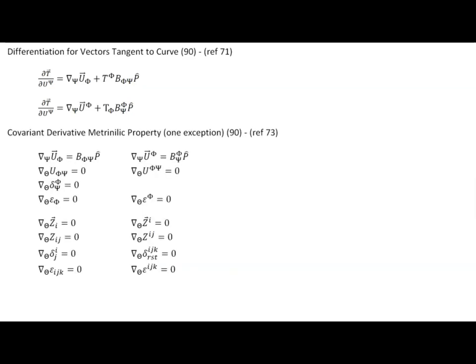Next we'll look at the metronomic property, and here the results turn out to be exactly the same as they were for a surface. We find that all of our metric objects are metronomic except for our basis vectors. So the covariant derivative of either the covariant or the contravariant basis vectors are not equal to 0, but they're equal to these factors. Now notice again for a curve that we're using p hat and not n hat. It's the principal normal that we use instead of the surface normal.